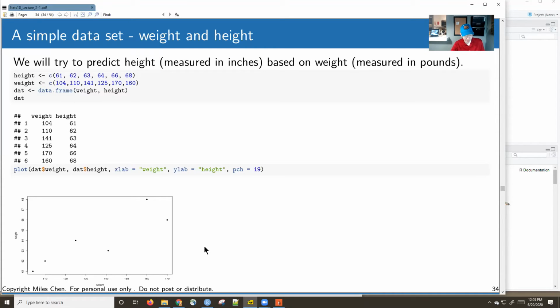It's not a good idea, you're going to get very inaccurate results, but this is just for illustrative purposes to say, all right, based on this person's weight, let's try to predict their height. And so that's what we're going to do. We have 6 data points, and here they are plotted, and at least for these 6 data points, we have a positive relationship, and this is what we've got here.